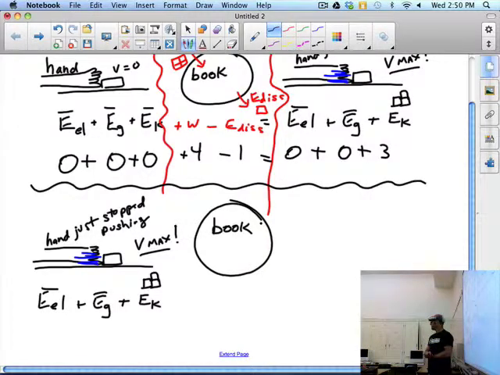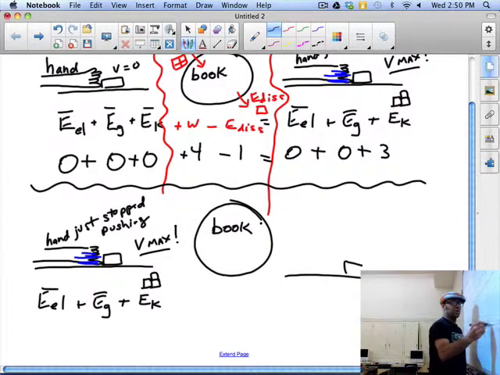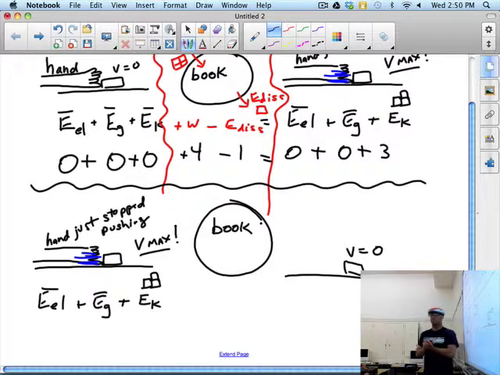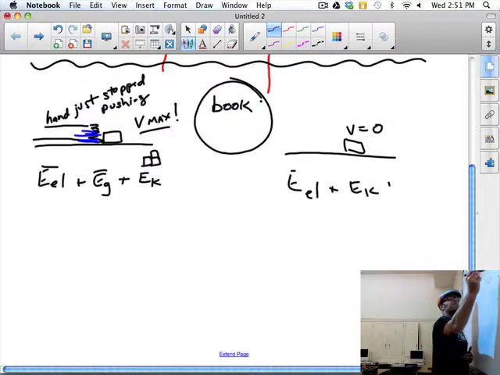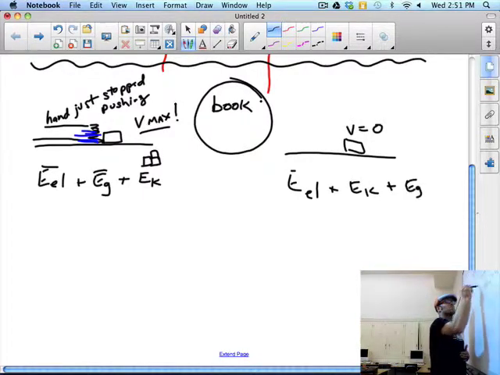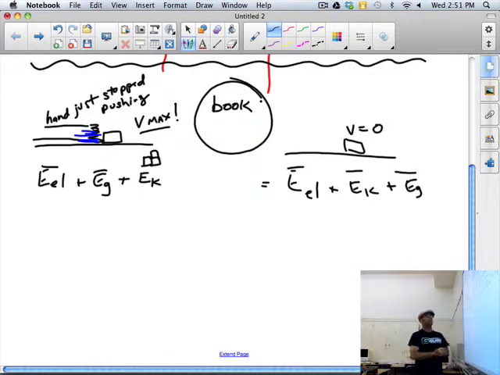How do we do this? What's going to be our end moment in time? Okay, that's nice, because I like that you chose when the book stops. It's very hard to draw that. So elastic, EG, EK, they're all going to be what? So 0, 0, 0. What happened? We had 3. Where did they go?